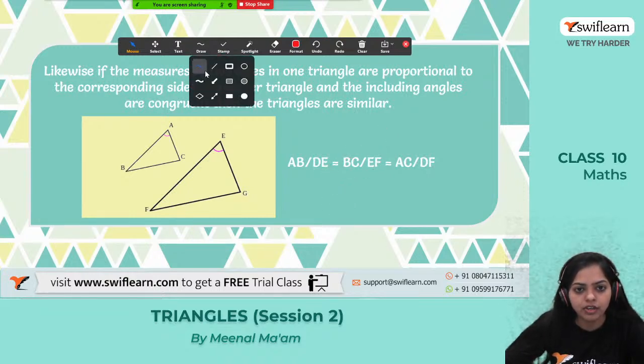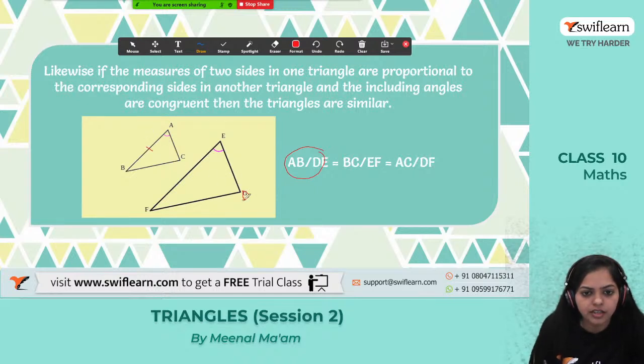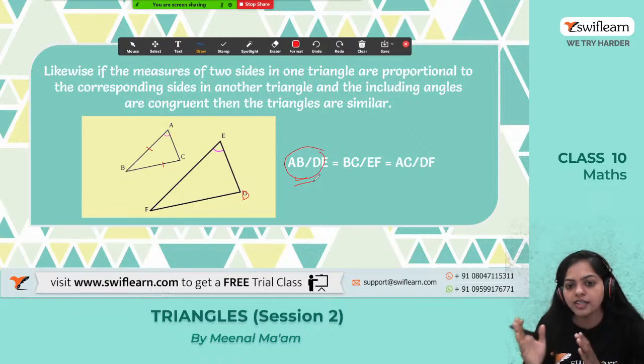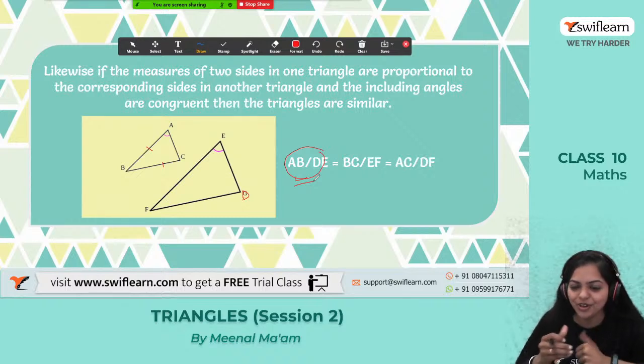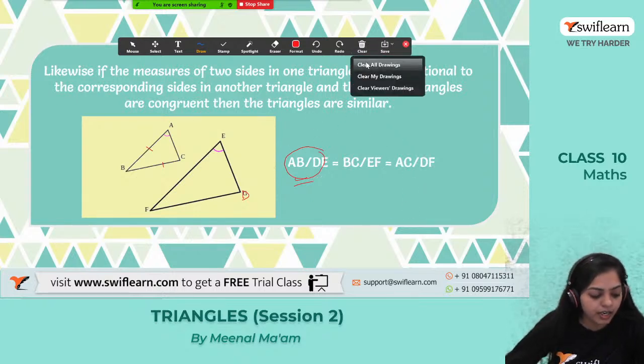Got it? So let's have a look at the condition. What is given? AB upon DE. So the side AB of the first triangle and the side DE of the second triangle. Okay, so AB upon DE is equal to what? BC upon EF is equal to what? AC upon DF. And you know that this is the condition for similarity of triangles. The ratio of the corresponding sides of the triangles is equal. Got it everyone? Okay, any doubt till here? Any confusion?